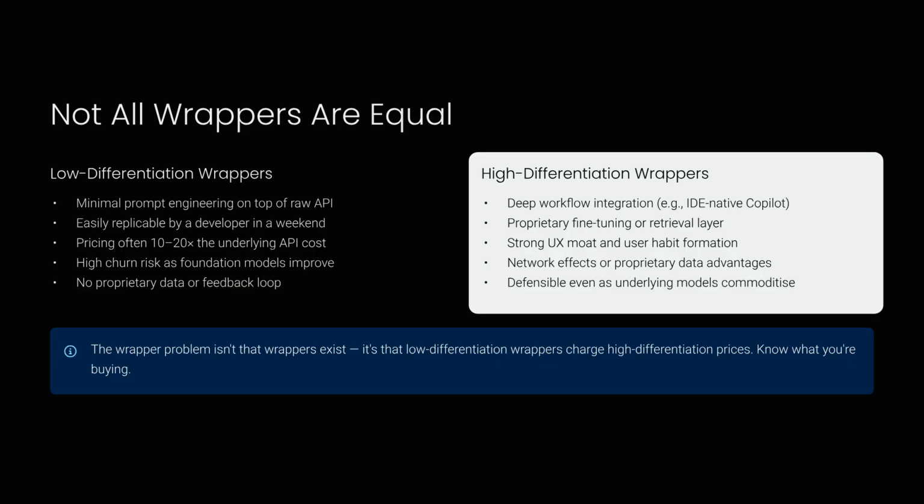Not all wrappers are created equal. Low differentiation wrappers are easily copied and carry high churn risk. High differentiation wrappers, however, build deep integrations, proprietary data loops, or strong user habits. The danger lies in low differentiation tools charging high differentiation prices. Always know exactly what you are buying.